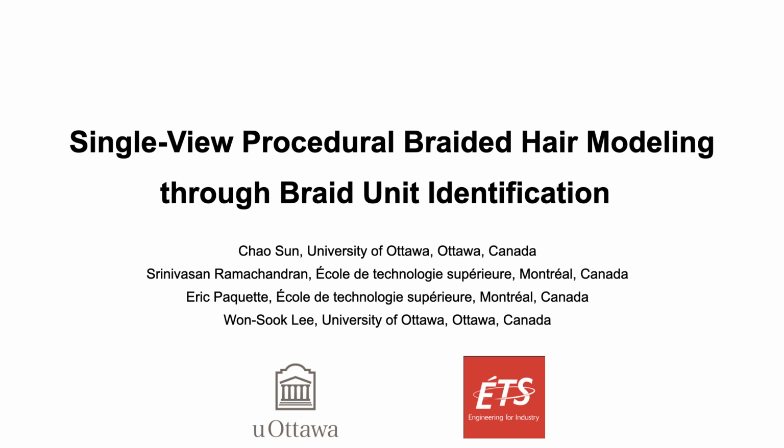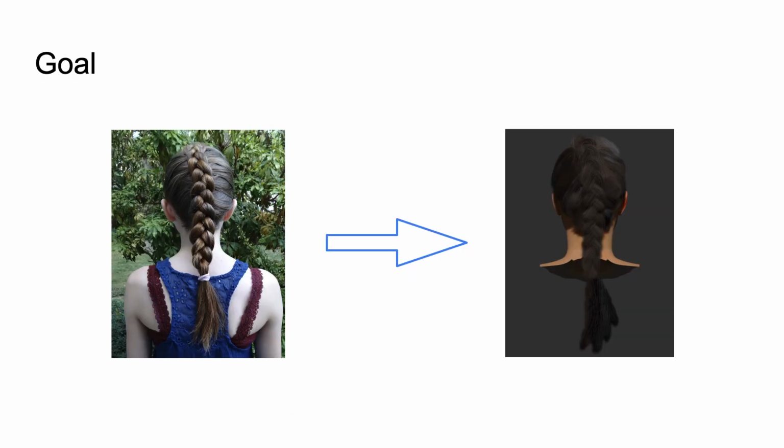Today I am going to present our work, Single View Procedural Braided Hair Modeling through Braid Unit Identification. Digitalization to create human avatars plays an important role in the fields of computer gaming, animated movies, and virtual worlds. Both manual modeling and automatic capturing of hairstyles are challenging because of the complex styling.